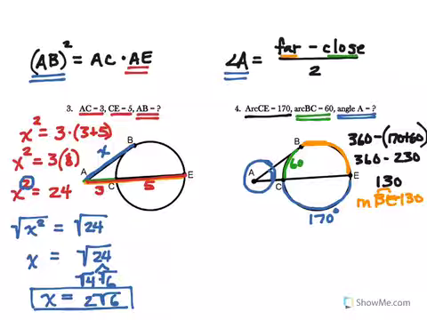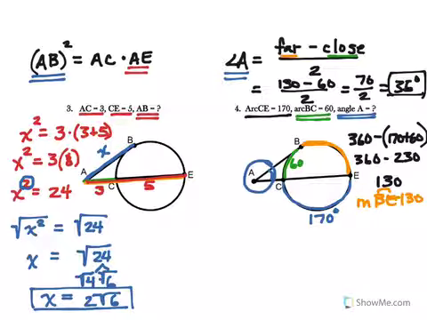So now we can plug these values in. Angle A is equal to the far arc, or BE, which is 130, minus the close arc, which is BC, which is 60, all divided by 2. And a quick simplification here is 130 minus 60 is 70, divided by 2 is equal to 35 degrees. And the angle A equals 35 degrees is our final answer.